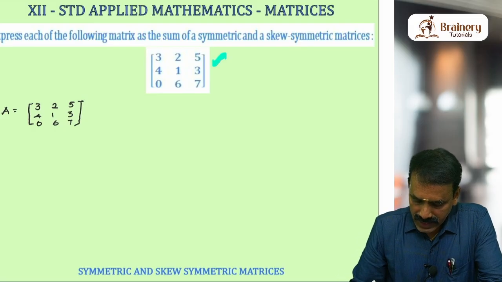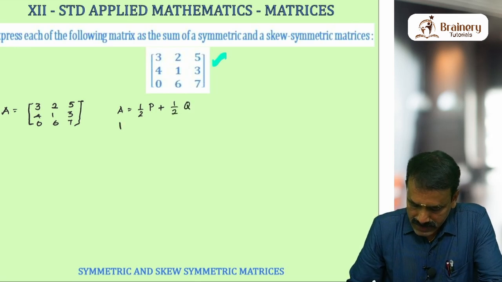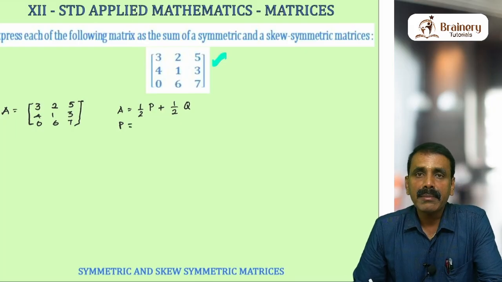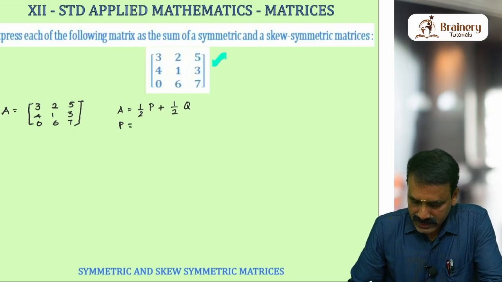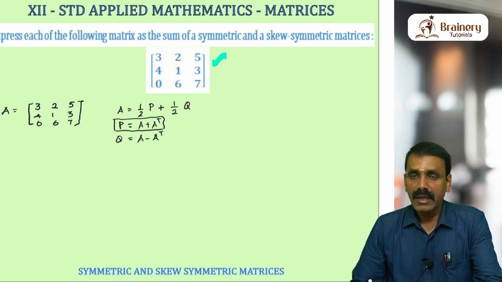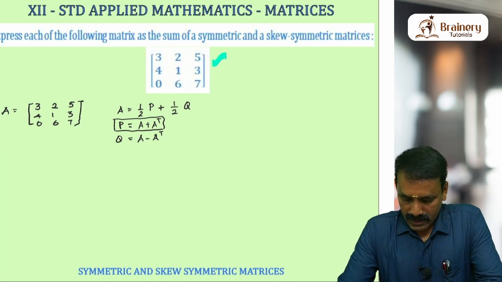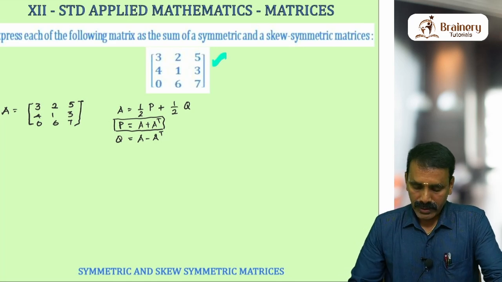So how to write? We are supposed to write this one as A is equal to 1 by 2 times P plus 1 by 2 times Q, where P is equal to, what is P? Symmetric matrix, correct? How to find that symmetric matrix? A plus A transpose. How to find Q? Q is obtained by finding A minus A transpose, and then you substitute in the form. So this is the method we are going to follow to find it. Okay, so we start.